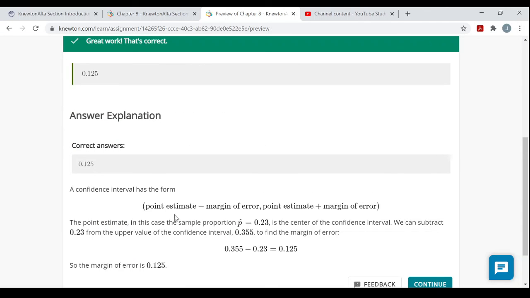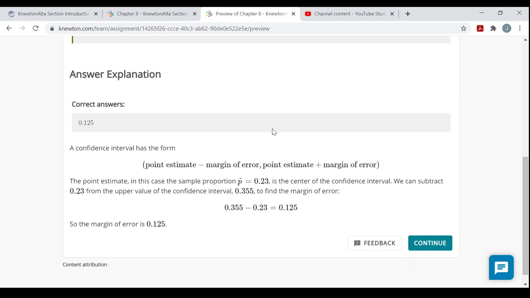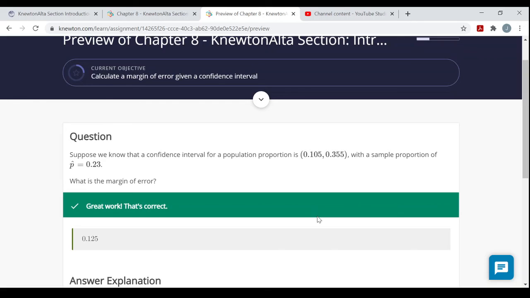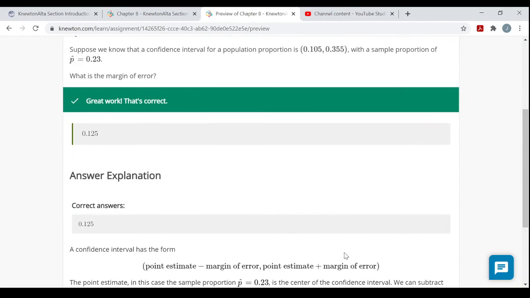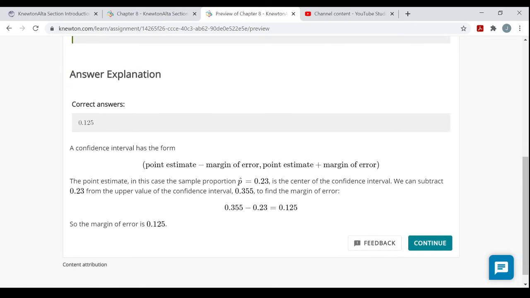And again, read the answer explanations, even if you're right, but especially if you're wrong. See maybe where you can figure out where you went wrong, and continue on. All right. So that's the first question on this objective, and they're all pretty similar. So I'll probably just do one more video on these, and thank you very much for watching.